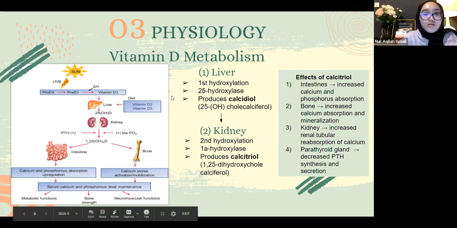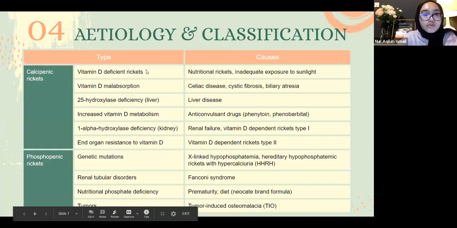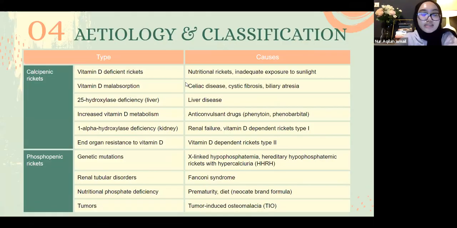Now that we already understand the physiology, we can understand the etiology and classification of rickets. So basically, rickets can be divided into two main categories, which are calcipenic rickets and phosphopenic rickets. For calcipenic rickets, it is related with vitamin D and calcium deficiency, which can be further divided according to the associated disorders, depending on which side of the vitamin D metabolism is affected.